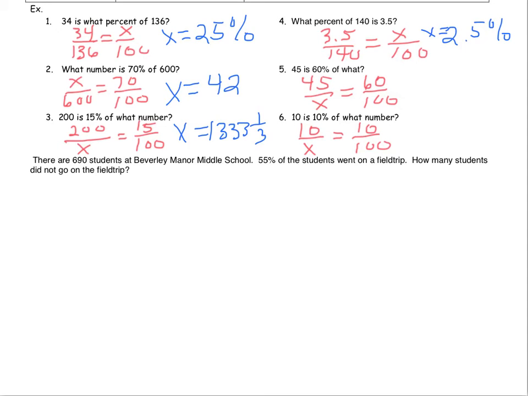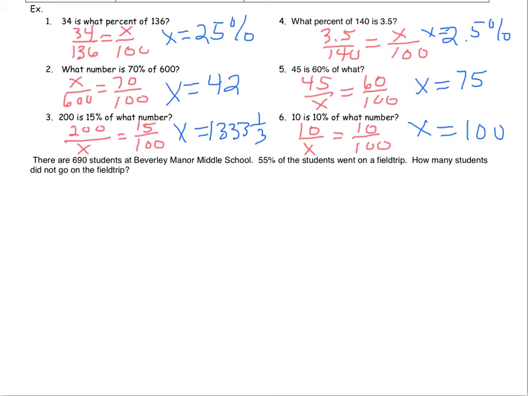Okay, for number 5, 45 is 60% of what number? So you're going to cross multiply and divide. And you should get x is equal to 75. And then the last one, you may not even need to, once you've set up the proportion, 10 over x equals 10 over 100. So x has to be equivalent to 100, because if they're proportional, they need to be equal.